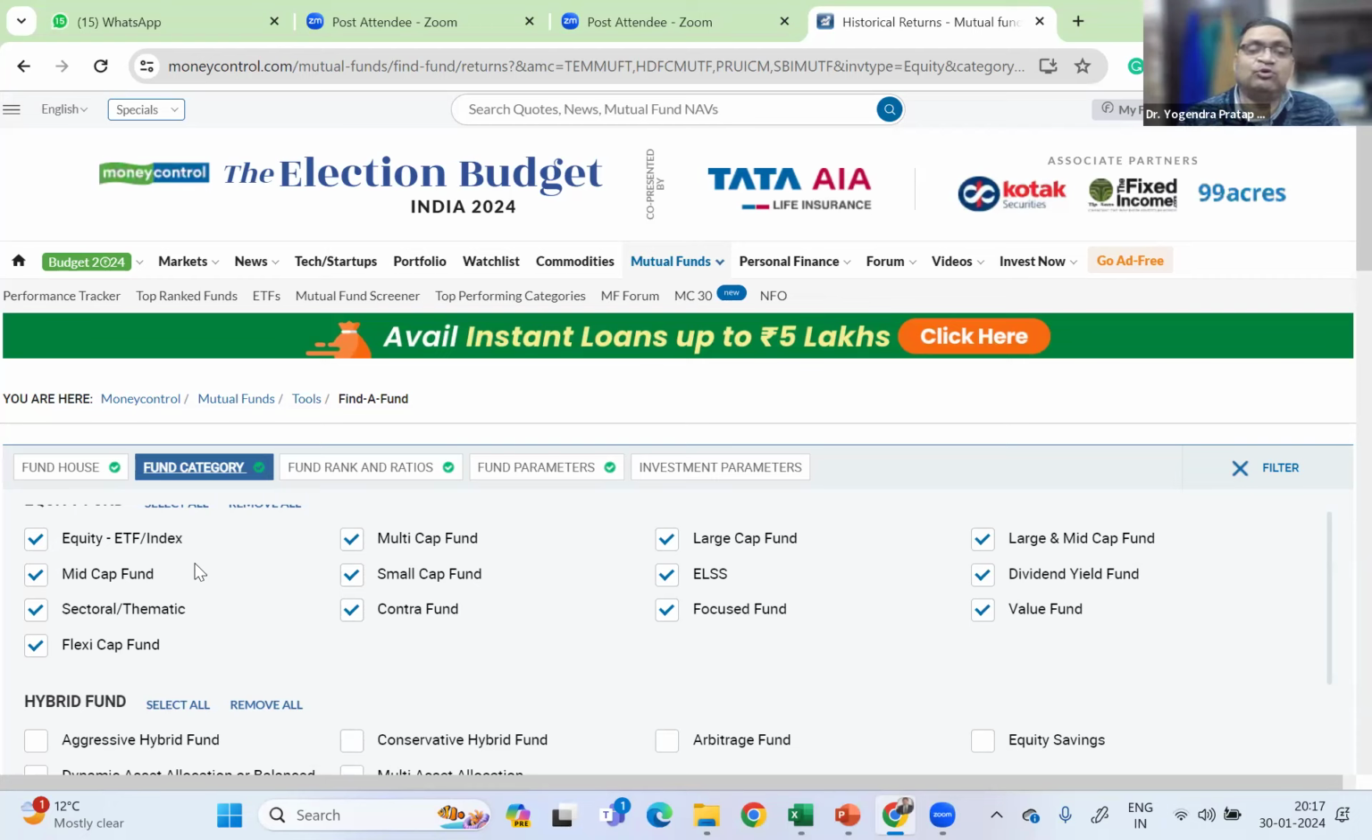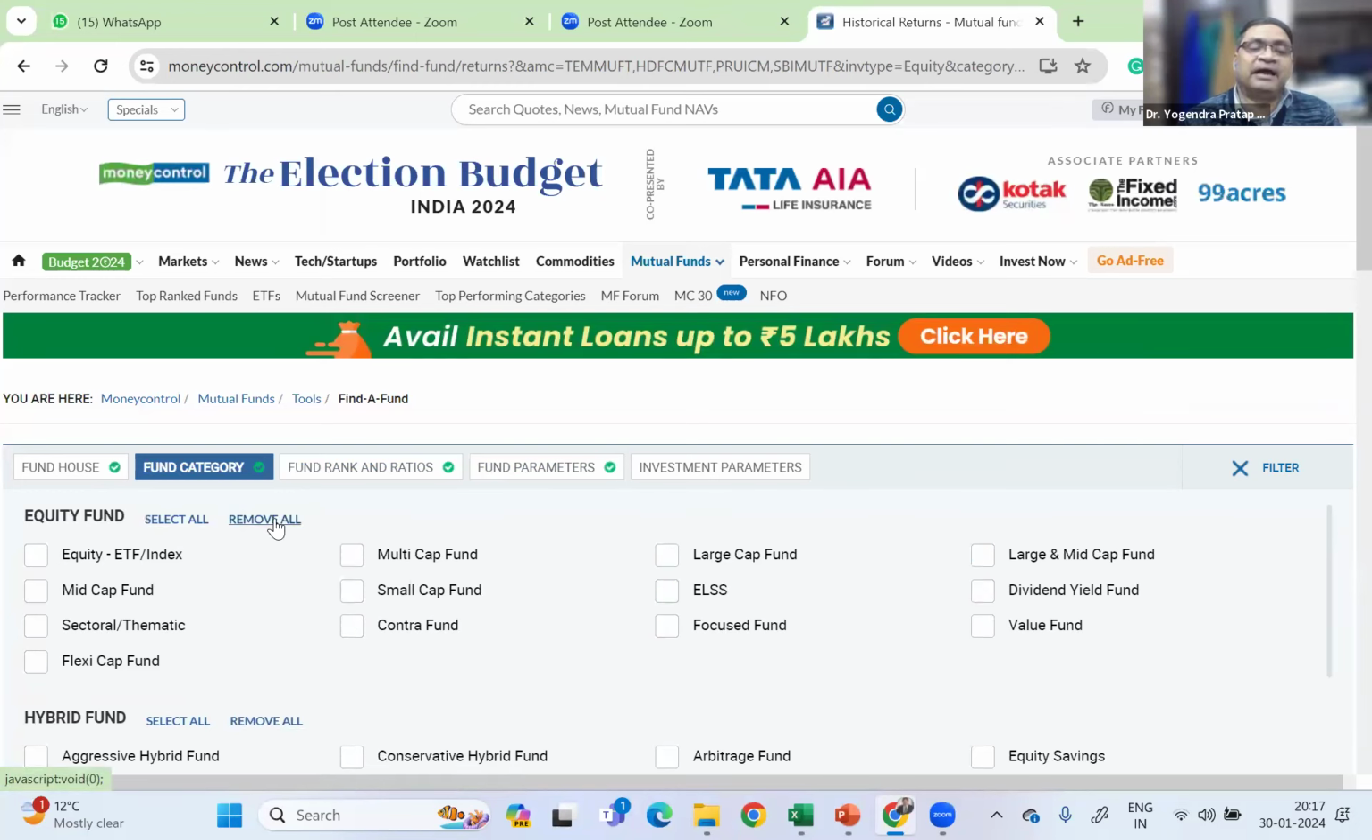So I will give some more time to explaining the ETF, because this is one of the best products of the mutual fund, which only few people explore. They go for the conventional mutual fund schemes, but they don't explore the ETF, because ETF is the substitute of the share market, and it just replicates what the share market does. So I will take some time for the ETF. So I'm just removing all the options, remove all, and just taking one thing, that is the ELSS.